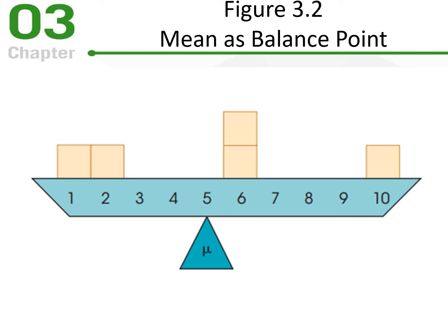Now, if you have outliers, the outliers are going to shift that fulcrum, that mu, the mean, in the direction of the outliers. So let's say I added a score of 100 to this setup here. What that's going to do is pull that fulcrum all the way to the right towards the 100.